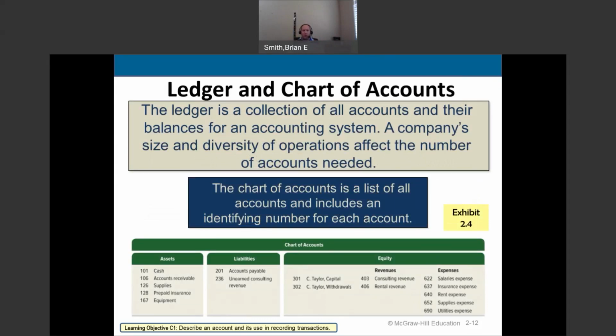So cash would be 101. Typically, in most companies, 99% of the time, cash is going to be the first listed asset at 101, and then everything else. Notice that all assets are listed as 100s, liabilities as 200s, equity as 300s, revenues as 400s, and expenses as 600s. This is a common practice. If you pull anyone's chart of accounts and see these numbers, you're more than likely going to be able to identify what kind of account it is.